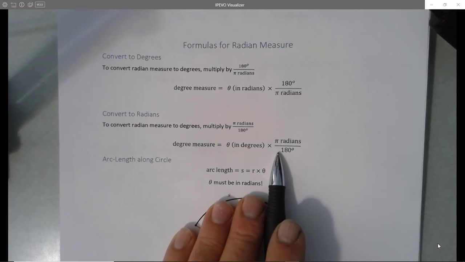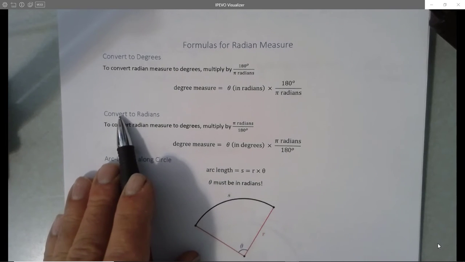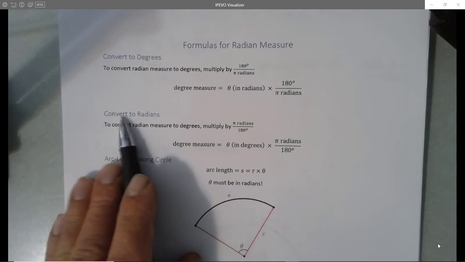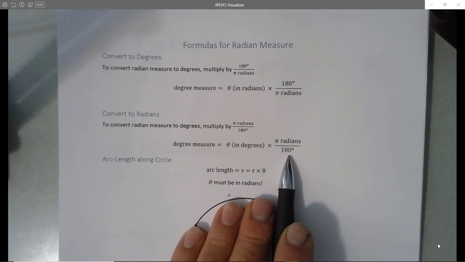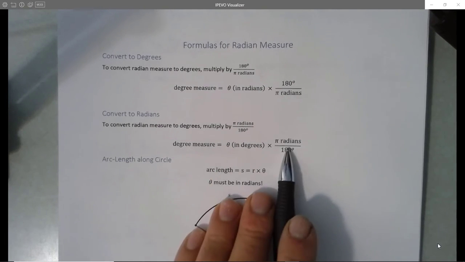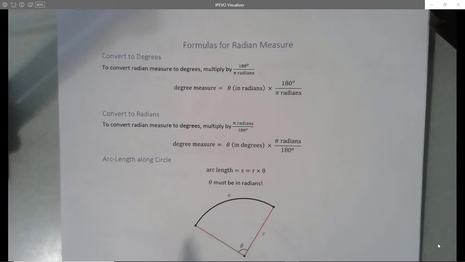If you want to go the other way, that is, it starts with degrees and you want to convert to radians, then you multiply by pi radians over 180. And I'll show you an example of both of those just in a moment.